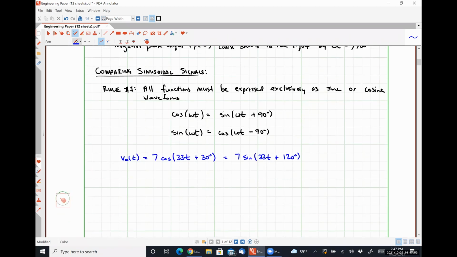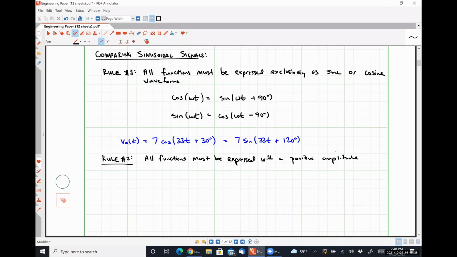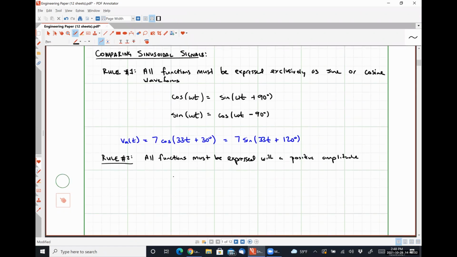Our second rule for comparing sinusoidal signals is that all functions must be expressed with a positive amplitude. So negative cosine omega t is the same as positive cosine omega t plus or minus 180 degrees.